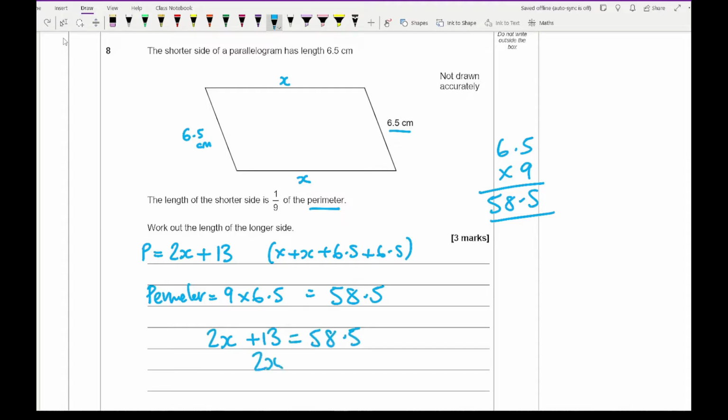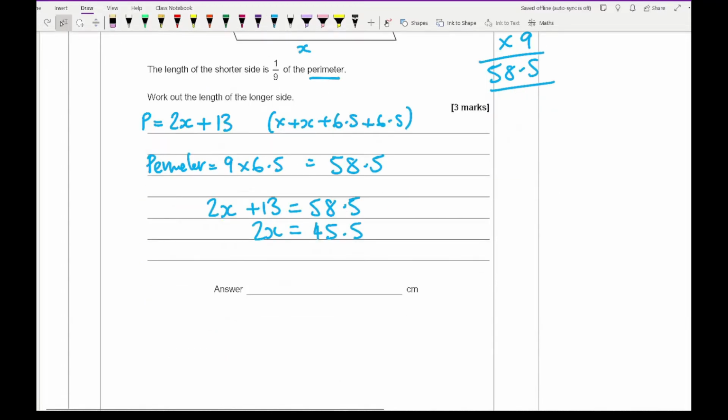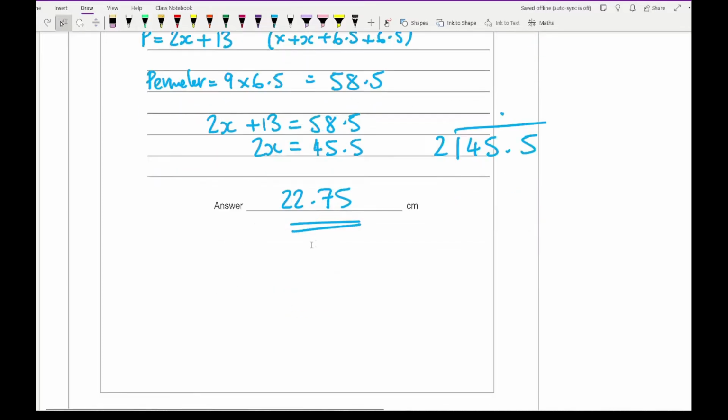So then taking the 13 over to the side, I get 2x equals 45.5. And then if I divide 45.5 by 2, that's going to give me 22.75, my final answer. Again, if you're not too sure how to do that, then just use the bus stop method and you will get that answer.